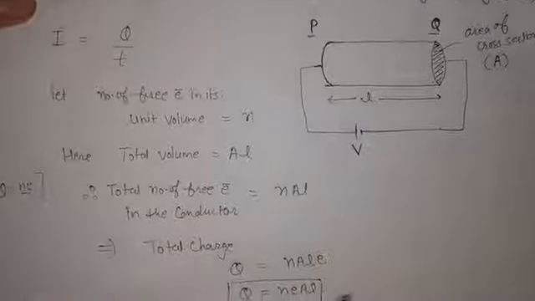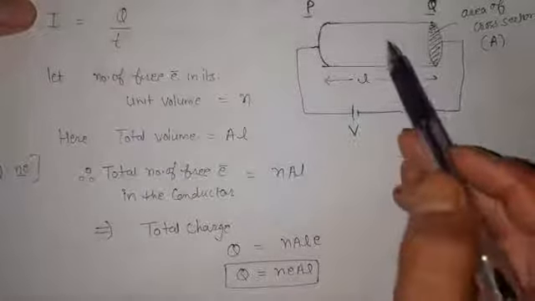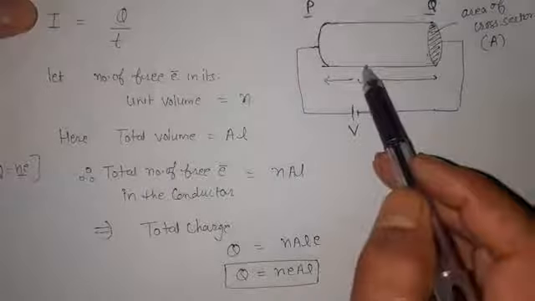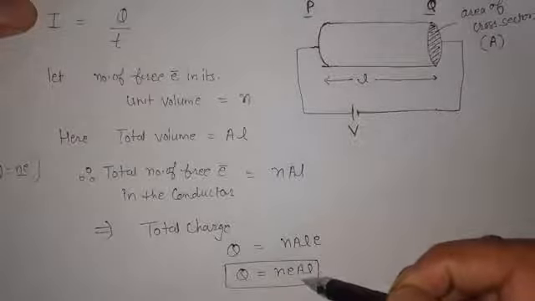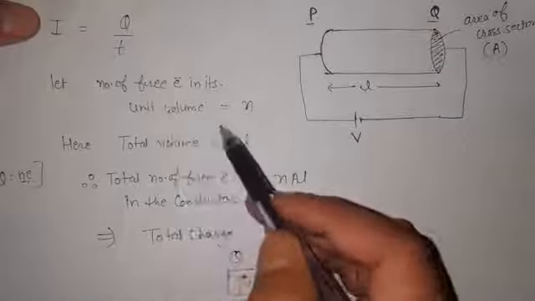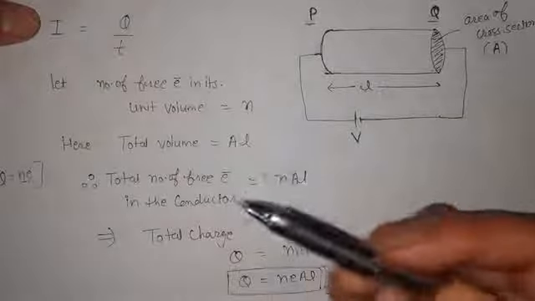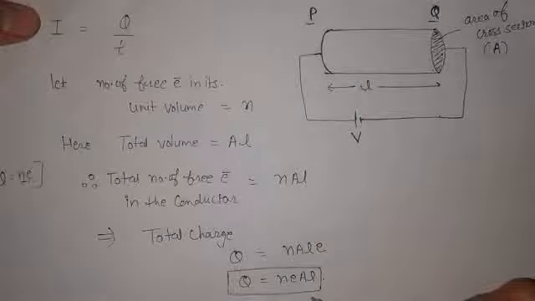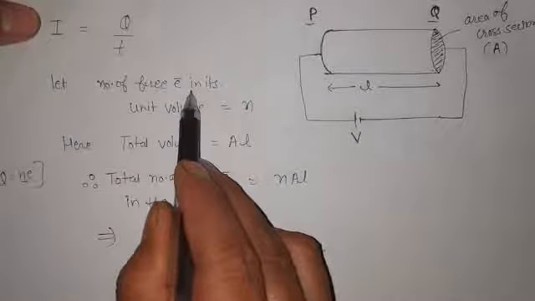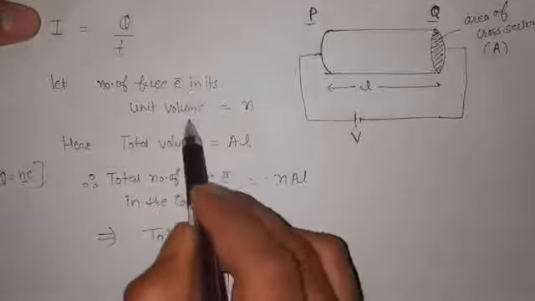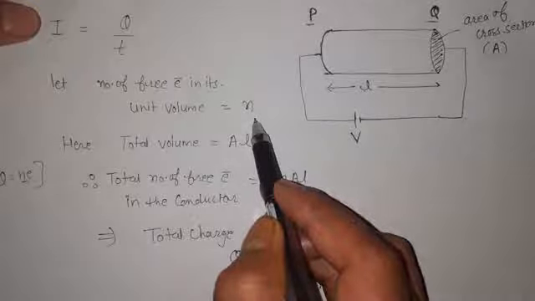Thus, here I have first calculated the number of electrons in it, and the total charge due to these free electrons. We are taking only the free electrons, which can move. Only for those electrons are we calculating. So n is the charge density, the number of free electrons in its unit volume.